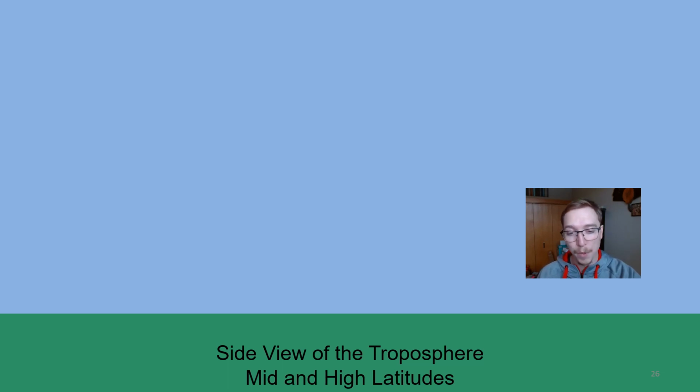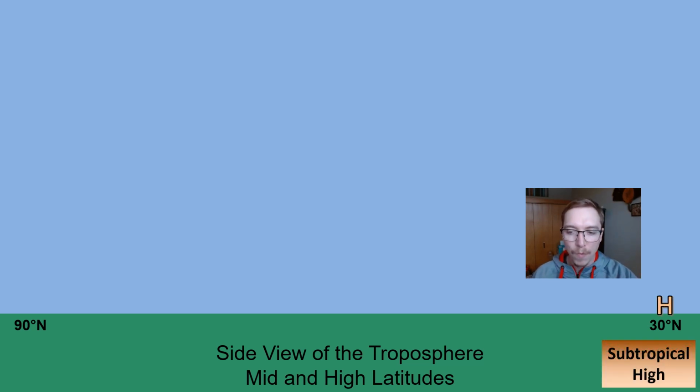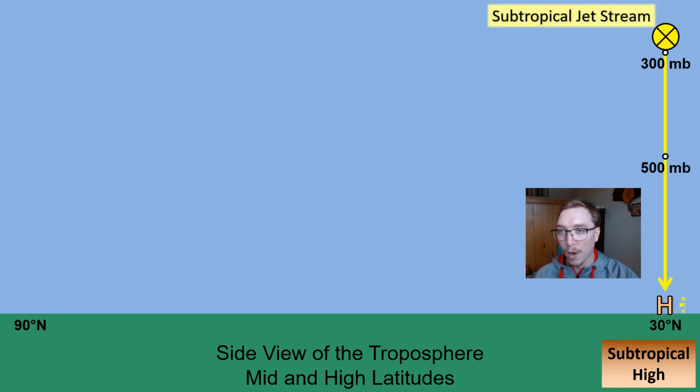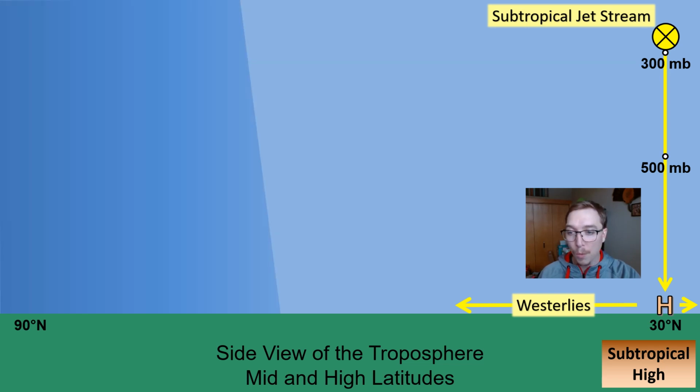So this is a side view of the troposphere in the mid and high latitudes between about 30 degrees north and 90 degrees north in this example. So we've got our subtropical high here. We can recall our subtropical jet stream there. Descending air aloft, dropping down to the surface, this high pressure system at about 30 degrees north latitude. So we've got air diverging from the surface in both directions, so towards the equator and towards the pole. So those are what we call our westerlies.